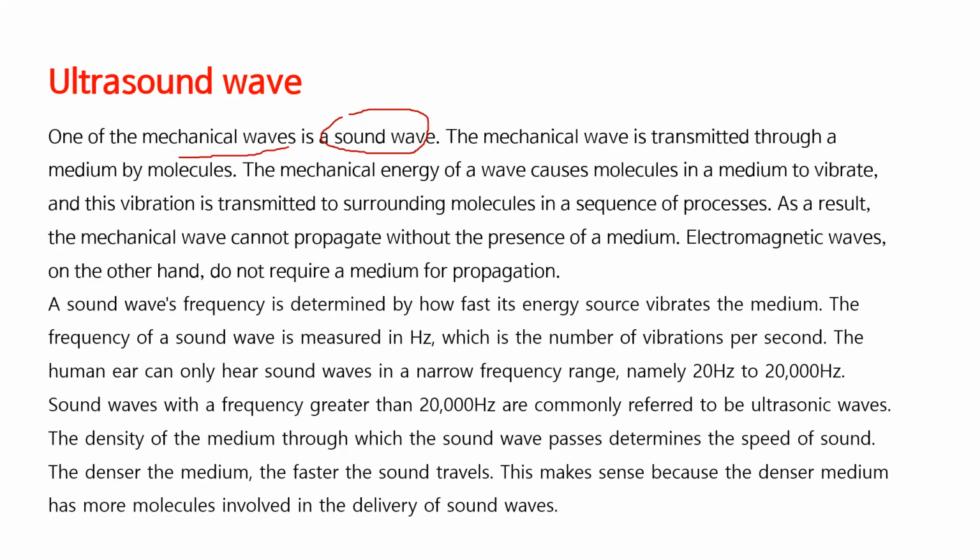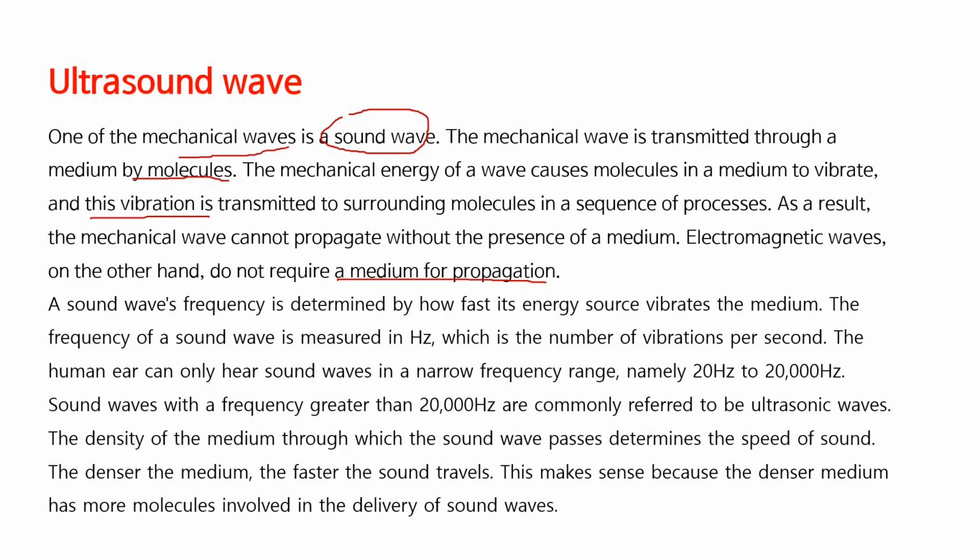The mechanical wave is transmitted through a medium by molecules. The mechanical energy of a wave causes molecules in a medium to vibrate, and this vibration is transmitted to surrounding molecules in a sequence of processes. As a result, the mechanical wave cannot propagate without the presence of a medium. On the other hand, electromagnetic waves do not require a medium for propagation.